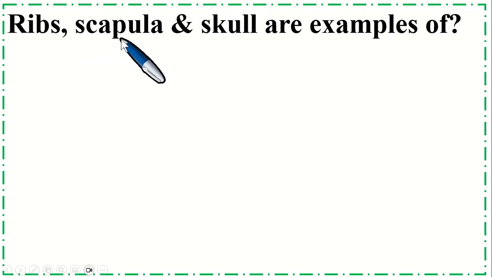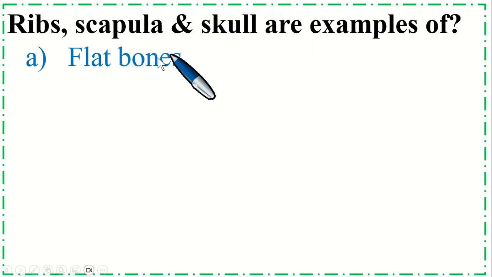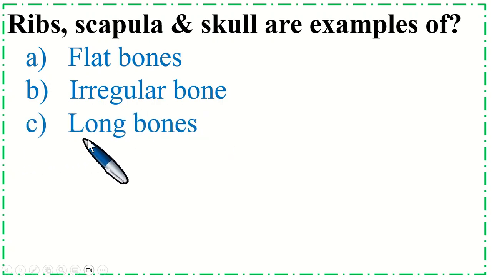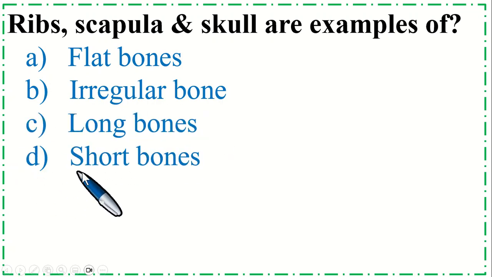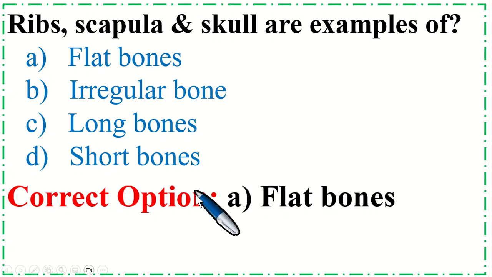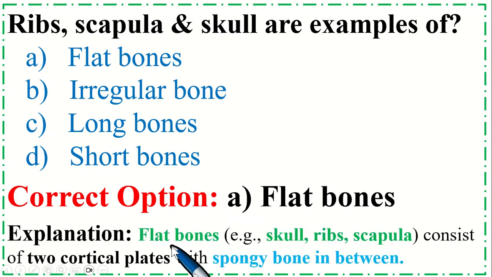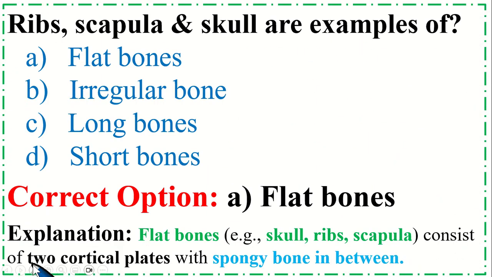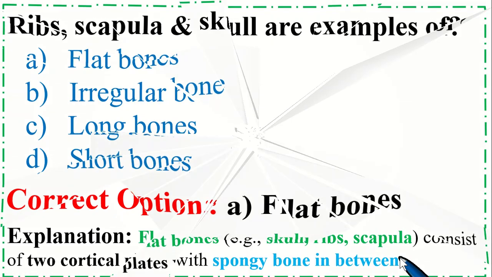Ribs, scapula, and skull are examples of option A. Flat bone, B. Irregular bone, C. Long bone, and option D. Short bones. So the correct option is A. Flat bones. The flat bones, for example, skull, ribs, scapula, consist of two cortical plates with spongy bone in between.